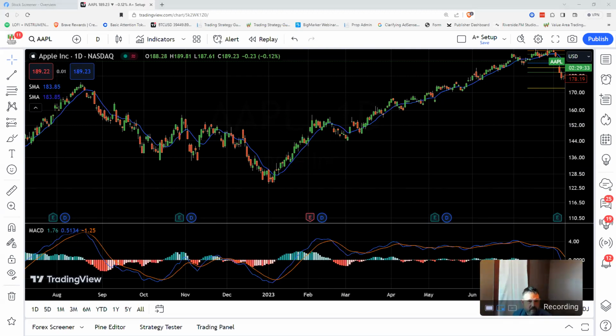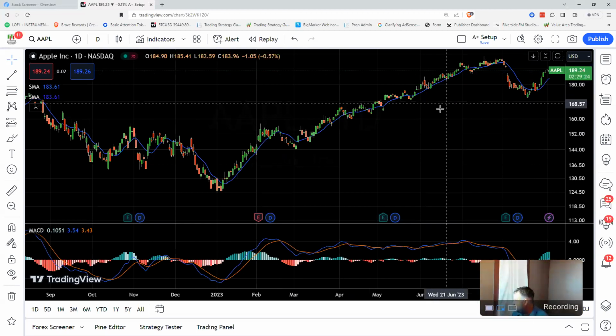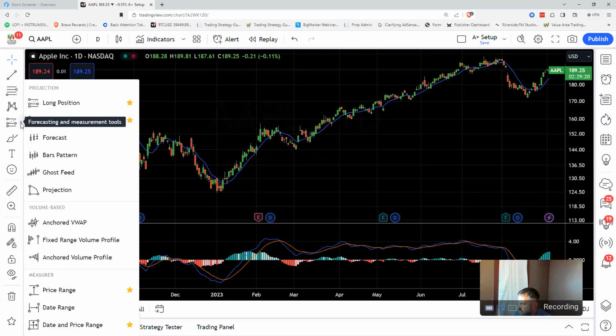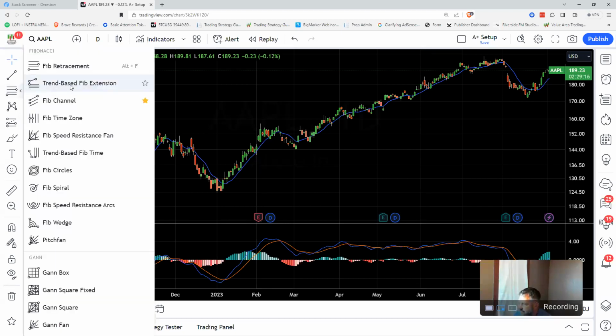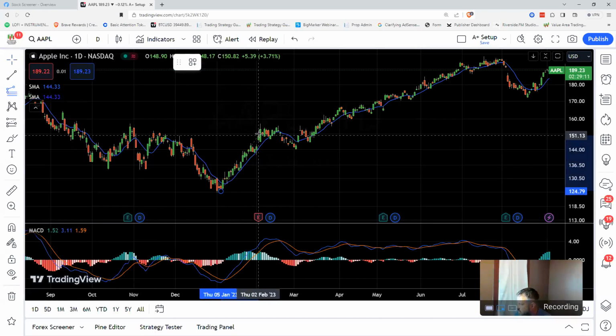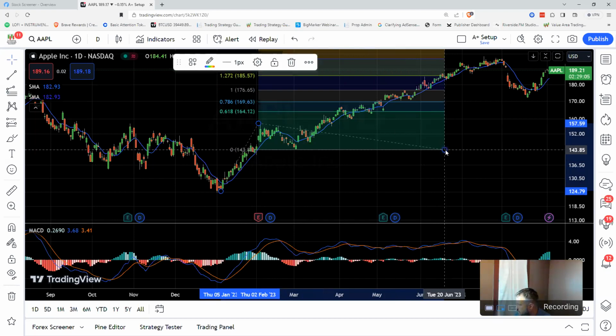And let's go ahead and show you how to do targets. So this is obviously in hindsight. We don't know what's going to happen. So I'm going to do one in hindsight. With the targets, you want to do a trend-based extension. So what you'll do is you'll just draw this and that, see that? And then you draw this down like that. And now it gives you potential targets.